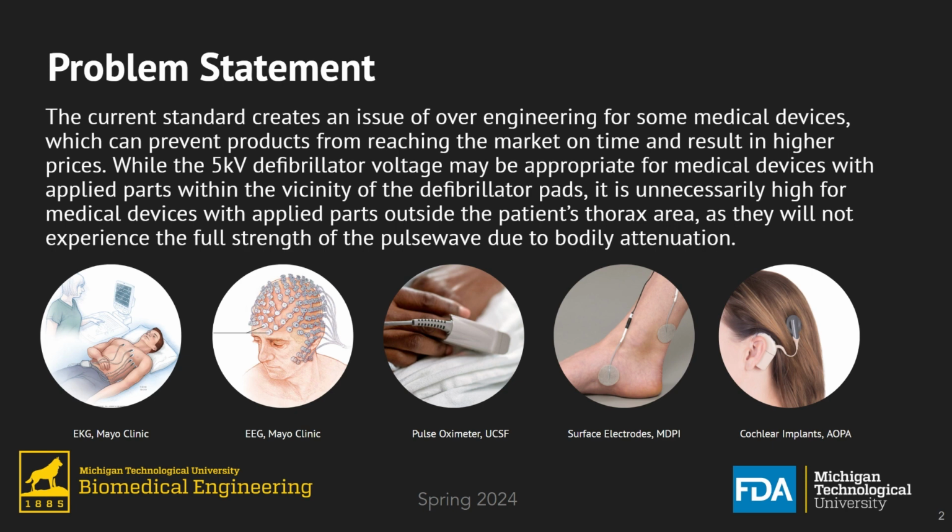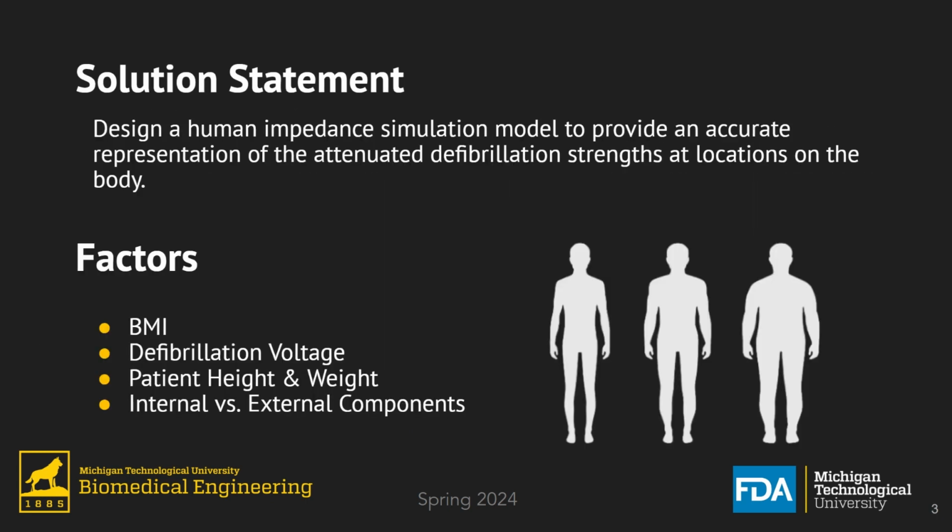Some examples would include an electrocardiogram, electroencephalogram, pulse oximeter, surface electrodes at distal points in the body, and some cochlear implants. Our solution statement. We wanted to design a human impedance simulation model to provide an accurate representation of the attenuated defibrillation strengths at locations on the body.